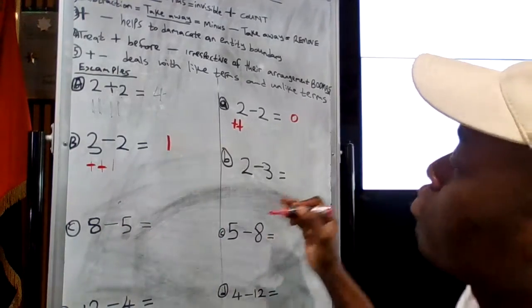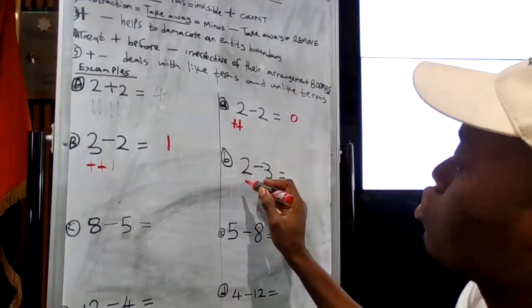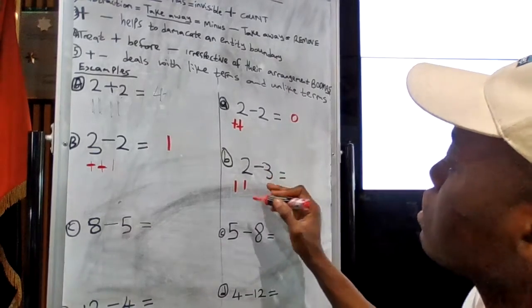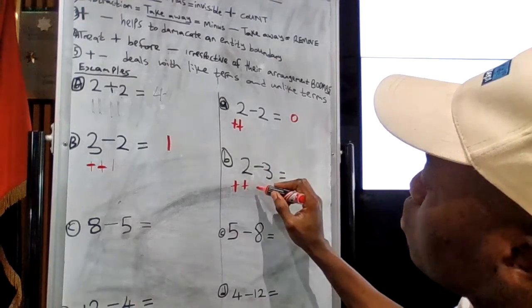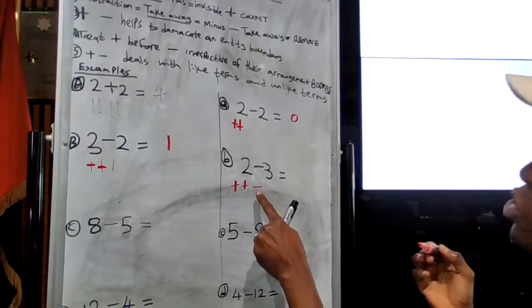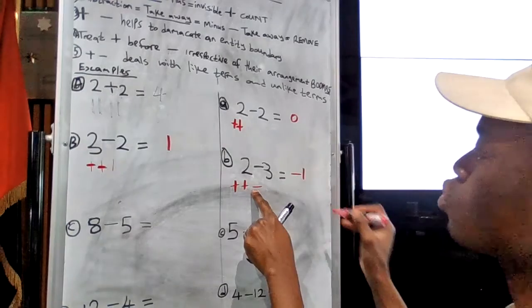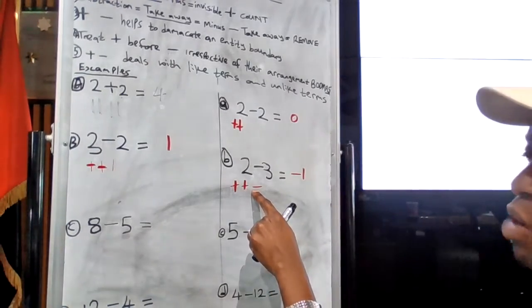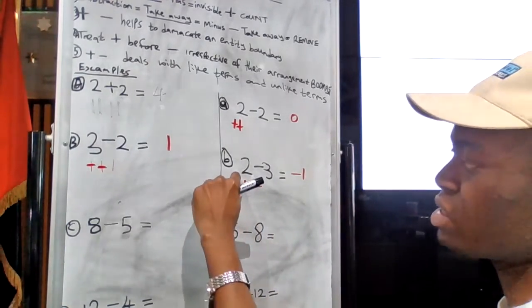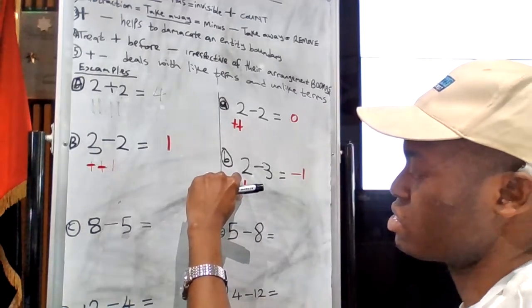1. This is count 2. 1, 2. Take away 3. Take away 1. Take away 2. Take away 3. What did you see? There is a minus waiting, that is minus 1. Are we together? This one is a finish, is completed already.